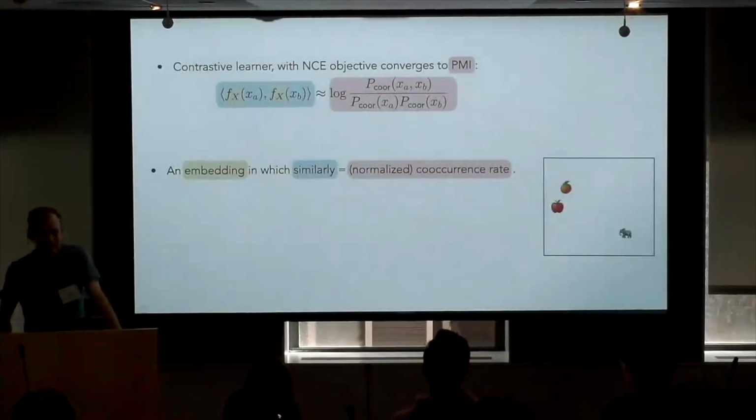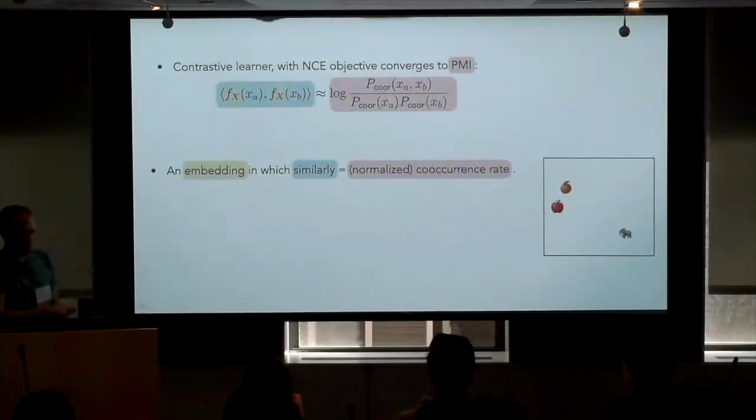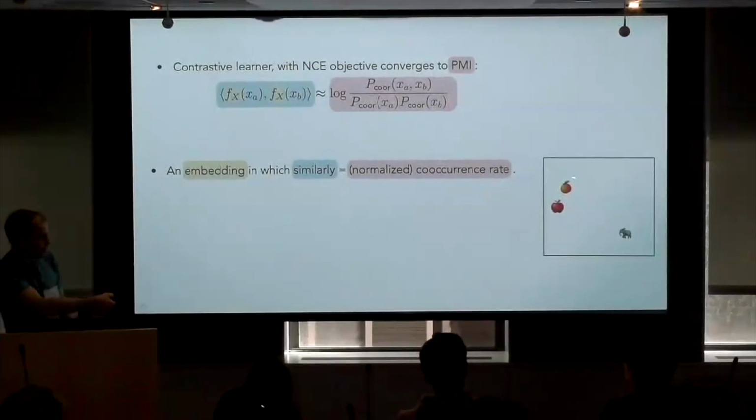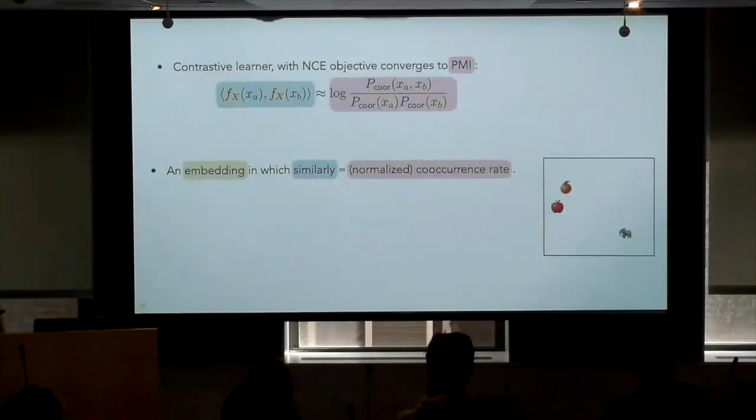Okay, so this is nice because it has a really simple, intuitive explanation. Contrastive learning learns an embedding in which similarity is equal to the co-occurrence rate of the events, normalized by this denominator here, but roughly you can think of it as how often they co-occur. Just to give you a picture, the embedding will look like this, because apples and oranges co-occur a lot in grocery stores and kitchens, but apples and elephants might co-occur less. Now this is a model that we can use to understand what contrastive learning is doing under particular conditions.